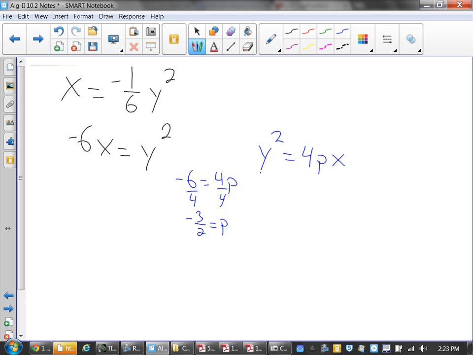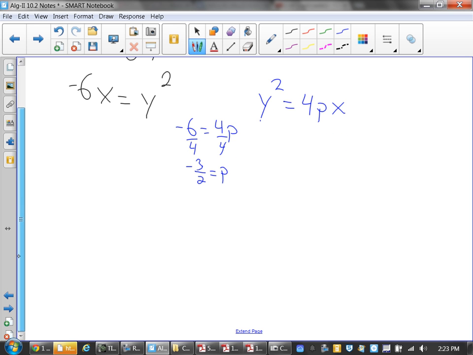So now we know that this is a left or right parabola. My p value is negative, so what direction is it going? It's going to the left, correct? I'm sitting there looking at you going, this is my right hand, I'm saying left, it's got to go that way. Oh, I did it in the wrong direction, didn't I?